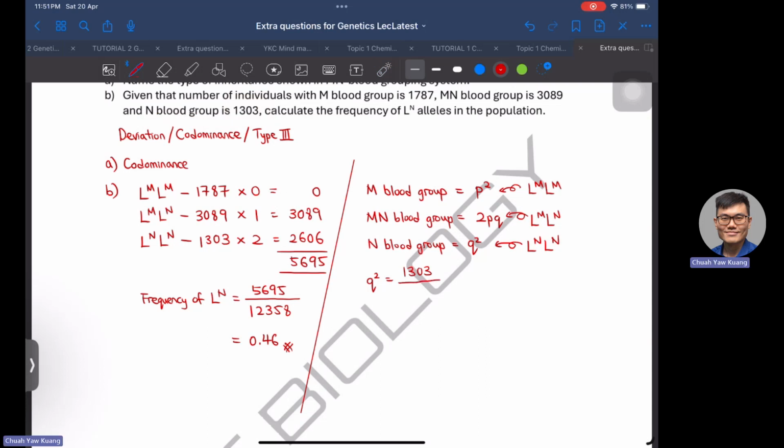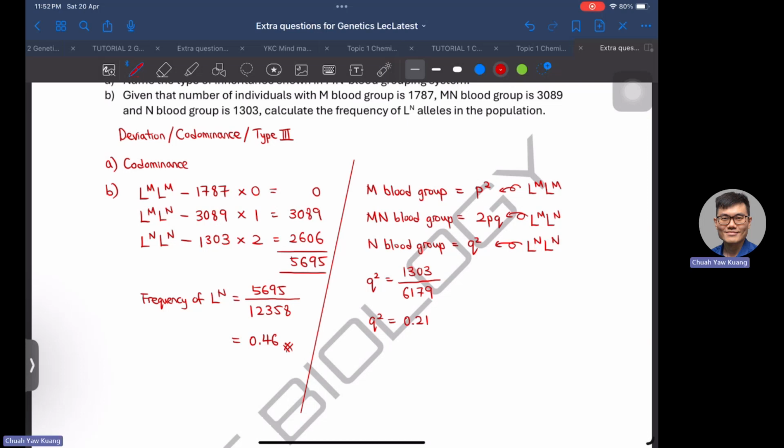So you have to divide with the total number of the individual here. Like what we calculated just now, total number of the individual is 6179. So with that, we can start the calculation. So Q square would be equal to 1303 divided by 6179. That is 0.279. Okay, so it would be 0.21.